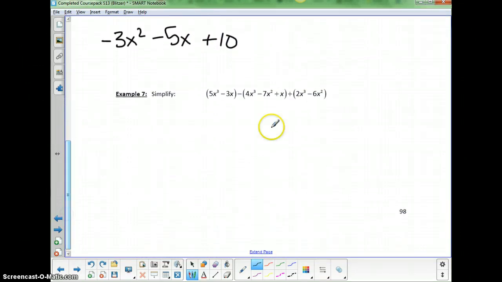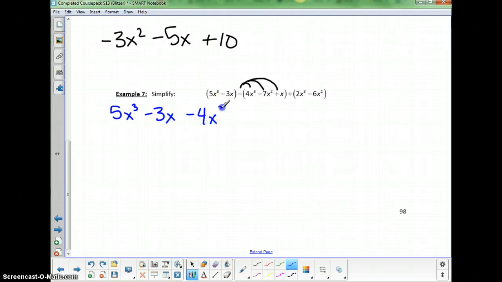In the next example here, we're looking at a combination, addition and subtraction. So for the subtraction part, we'll distribute, and then we'll just make sure that we combine all of our like terms. So we've got 5x cubed minus 3x minus 4x cubed plus 7x squared minus x, making sure we distributed that to all. Then we just have the plus 2x cubed minus 6x squared.